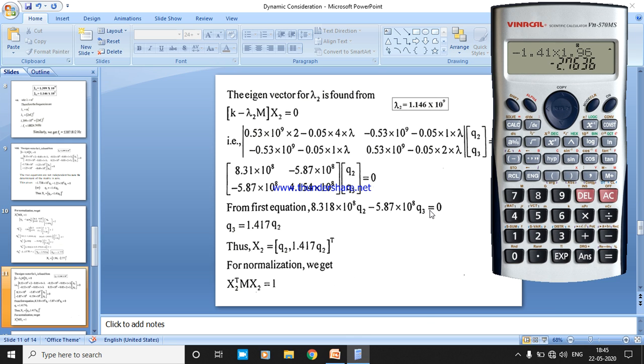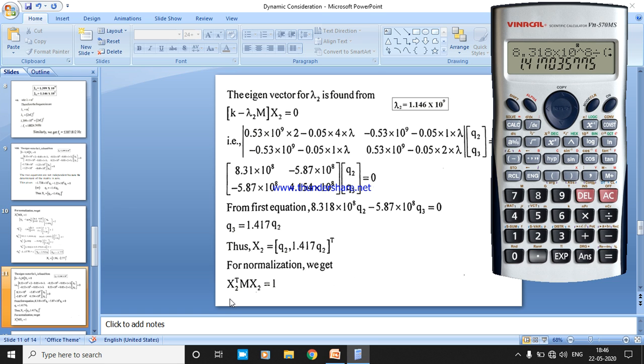So q3 is equal to, I'll put the minus on the other side, so this becomes positive. Now it becomes 8.318 into 10 raised to 8 divided by 5.87 into 10 raised to 8, you can take a bracket because of the multiplication, close the bracket. So you got how much, 1.417 q2. So now I substituted q3 in terms of q2. So now the eigenvector x2 is equal to q2, 1.417 q2.